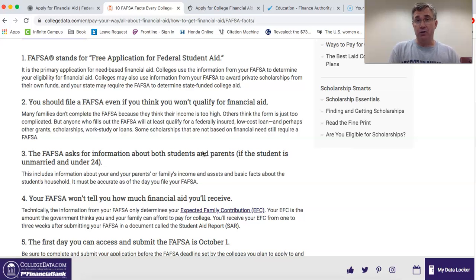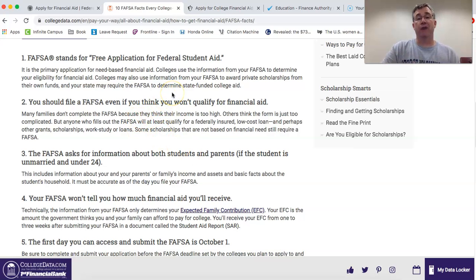It's an application for federal student aid, so it's only an application for the financial aid that the federal government provides. Those are things like Pell Grants, Perkins loans, and they do have a program for federal work-study funds. So we'll talk about that a bit.